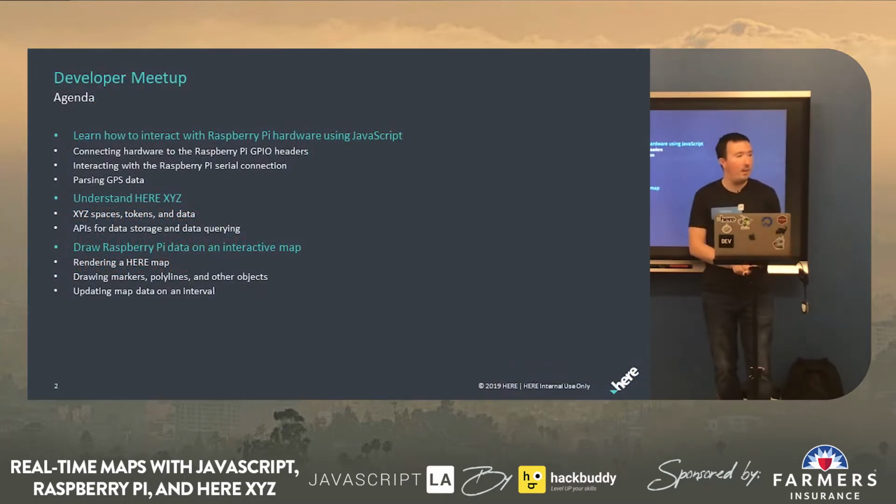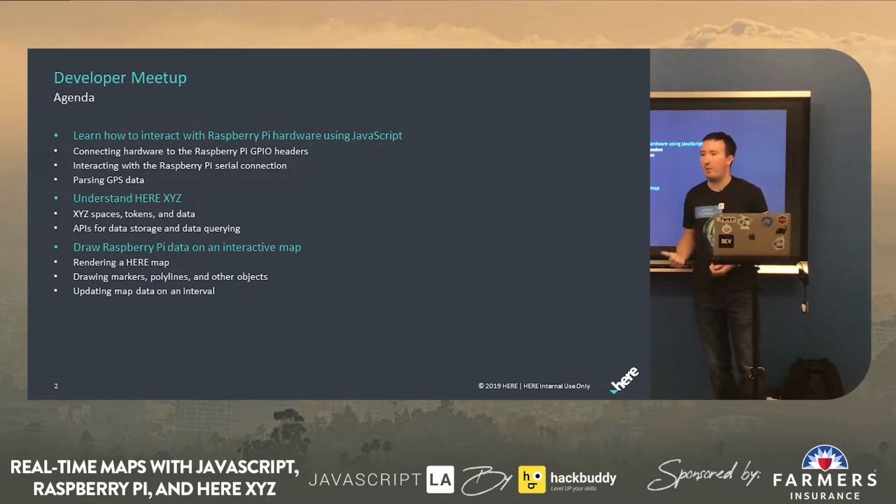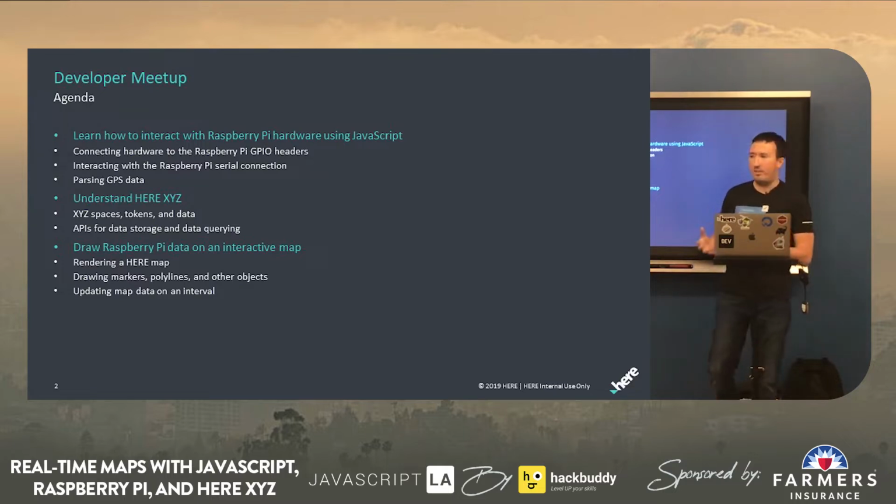So the agenda, three main parts here. We're going to look at interacting with the Raspberry Pi, interacting with the hardware that I brought, and parsing GPS data. I brought a GPS with me. Then we're going to work towards getting that data into HERE XYZ so that we can understand the APIs, and then later access that data in our front-end web application, which is JavaScript. So JavaScript on the Raspberry Pi, JavaScript on our client-facing application. We're going to see a lot of different things.